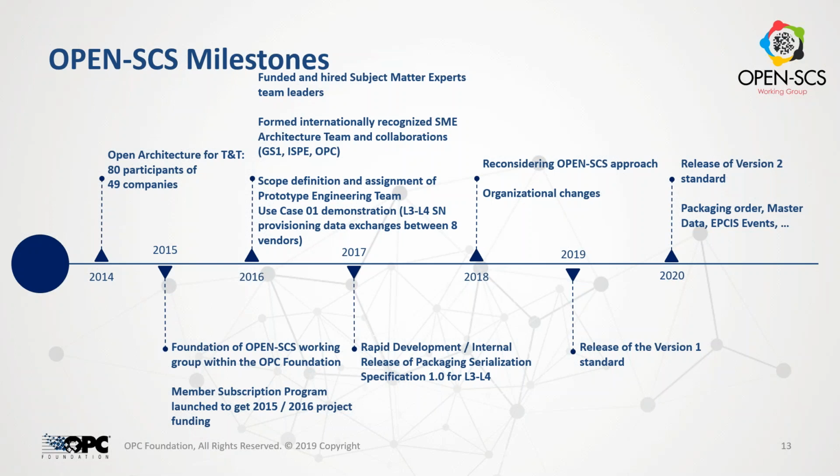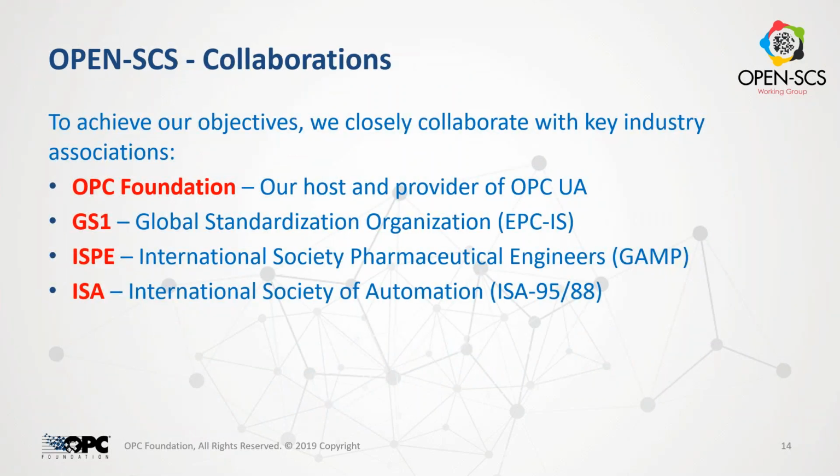So we are talking about the beginning of April or the end of March of 2020 to have version 2 of the standard released, which includes the refinements that we made as a result of the plug fest, and fixed some small problems that we had inside there. And I'll talk in the future about what we're doing with master data, EPCIS events, and packaging orders.